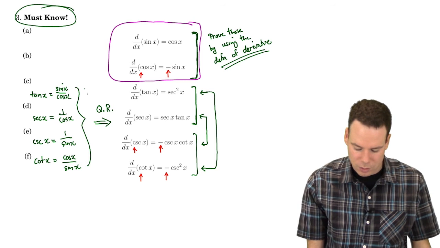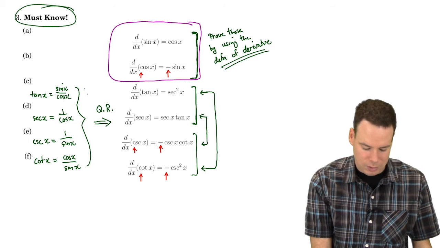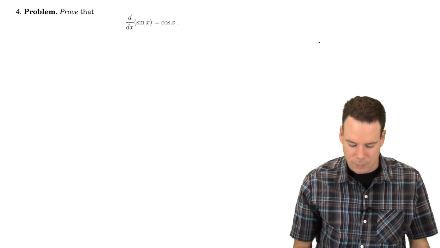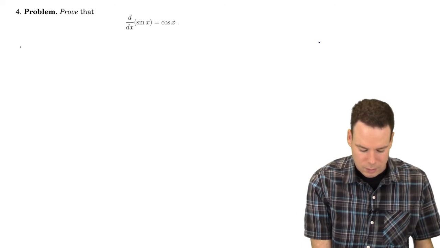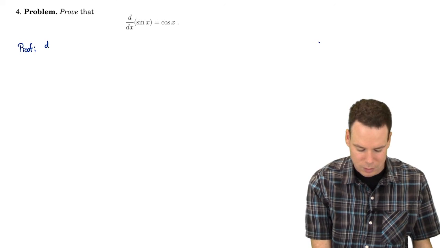Let's go ahead and start with the first thing we want to attack, proving that the derivative of sine is cosine using the definition of derivative. Here we're going to have to recall what the definition of derivative is.